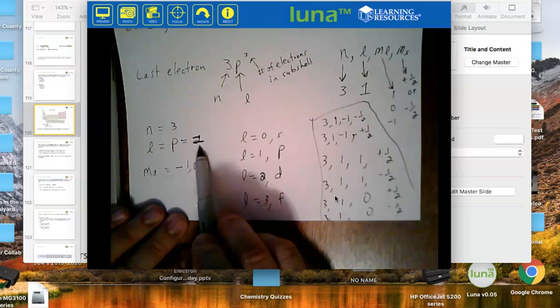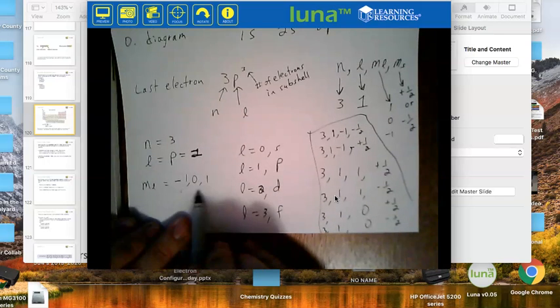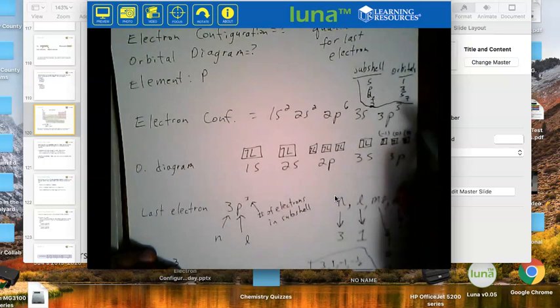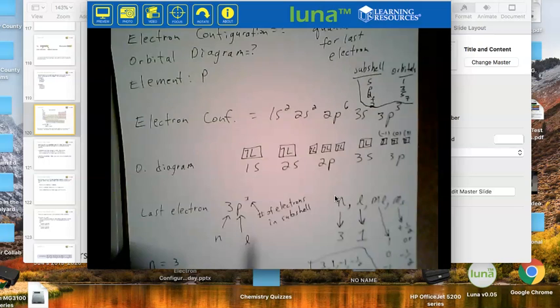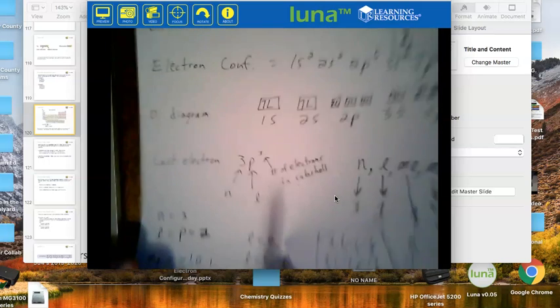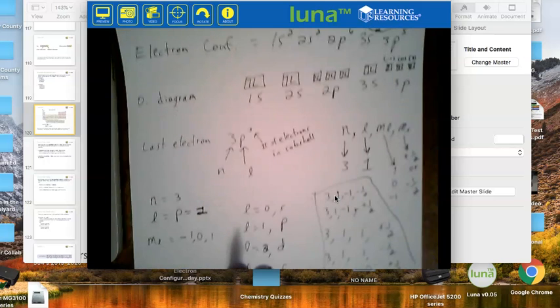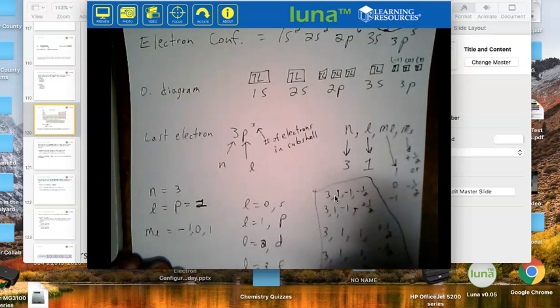This tells me the orientation of the orbitals. So I went back and drew that in here. This orbital could be negative 1, this is 0, and this is positive 1. Those are the orientations of my orbitals. That's what my M sub L number tells me. These numbers tell me that I have 3 different orbitals at 3 different orientations.